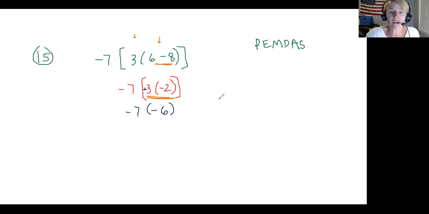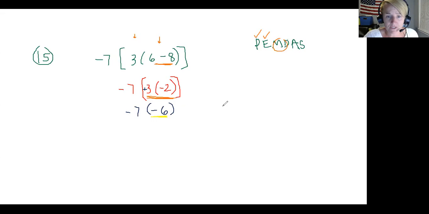Now, I have a negative 7 and then negative 6 in parentheses. This is a multiplication step. I've finished my parentheses. I'm really done with parentheses because there's nothing to be accomplished in here. We've got it cleaned up. There are no exponents, so that's finished. And I'm at multiplication.